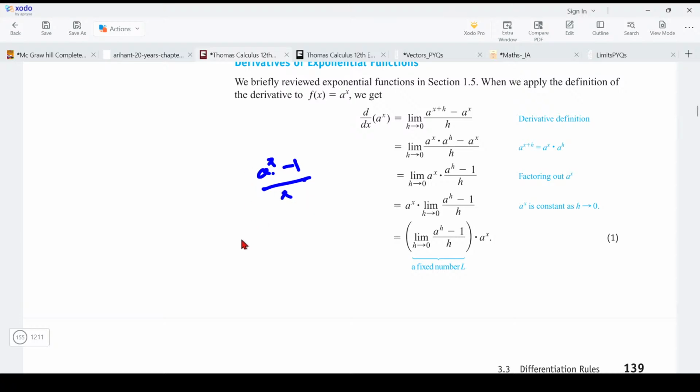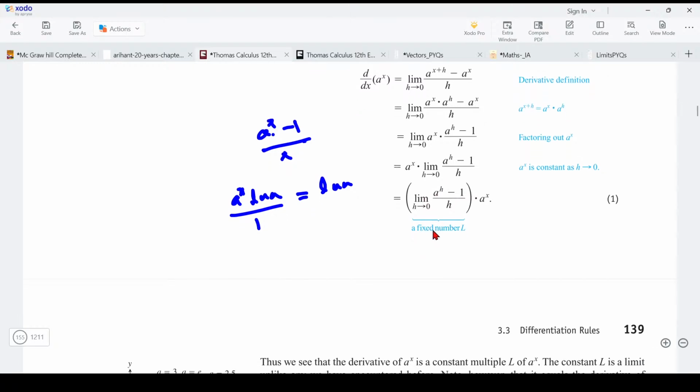What we did, we just differentiated the numerator and denominator, right? So a power x ln a by 1. This is nothing but a power 0, which is 1, times ln a. So this is ln a into a power x. So this one we have used the L'Hopital rule, but without using the L'Hopital rule also you can prove this.